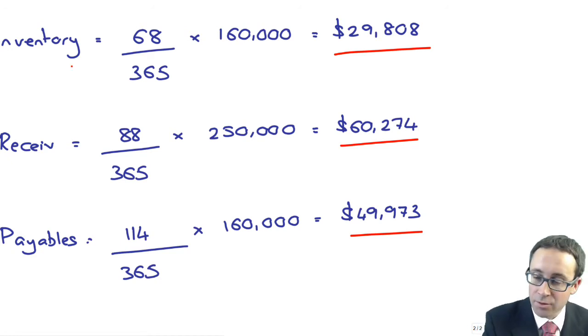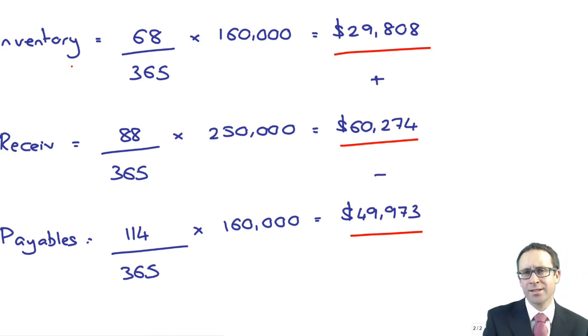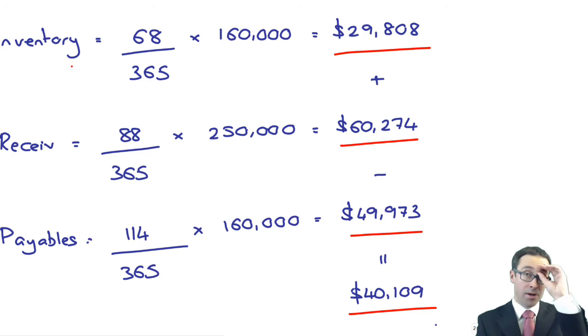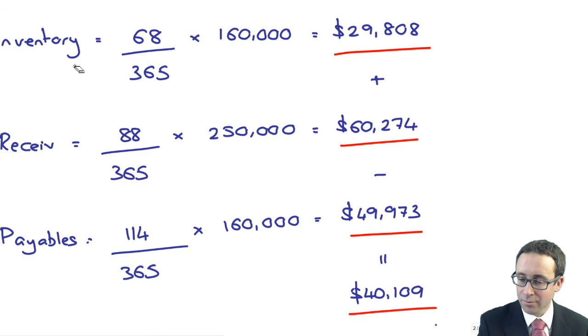What you can do there to work out the total investment in working capital, you add your assets investment and deduct your liabilities. So 29808 plus 60274 less 49973 goes through there and gives you a total net investment in working capital of 40109.